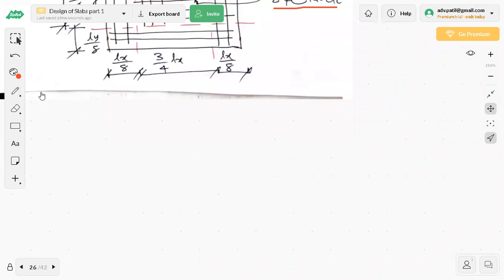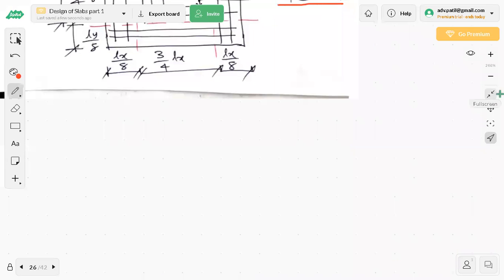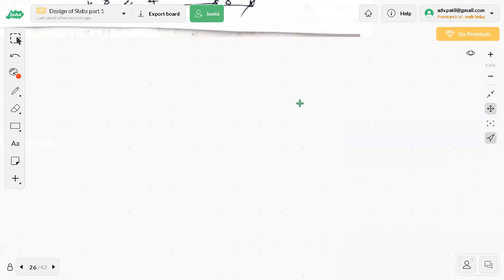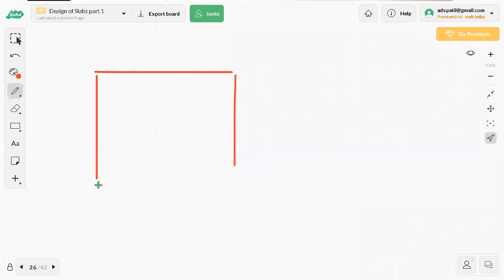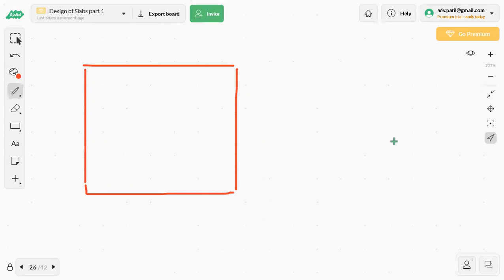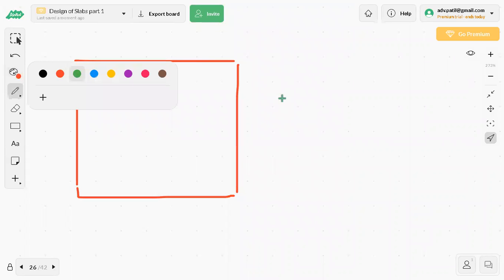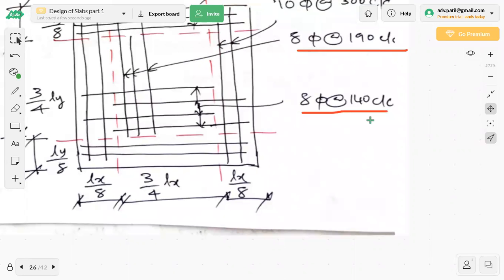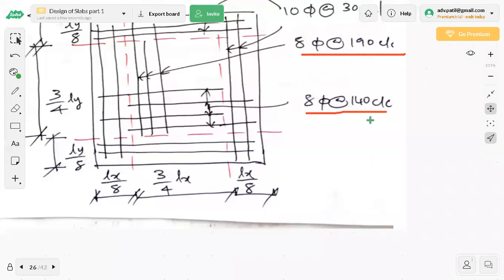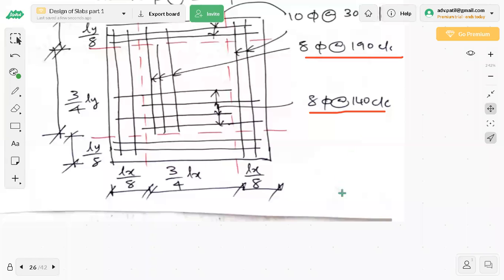I'll not show you the dimensions here. I'll just show you the position of reinforcement. So you draw this figure like this. Now carefully observe how the reinforcement is provided. First, I have only 8 mm at 190 and 8 mm at 140 along x and y directions. But here I have to do some arrangement.